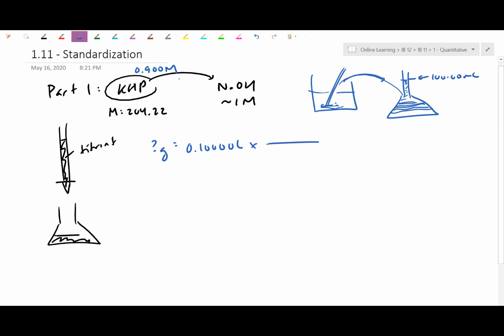The concentration I want to make here, I want to make it a little bit less just in case it's not quite 1 molar here. 0.900 moles per liter. Right. And then based on the molar mass here, 204.22 grams for a given mole, I'm going to multiply those through: 0.1 times 0.9 times 204.22. This is giving me here 18.38.